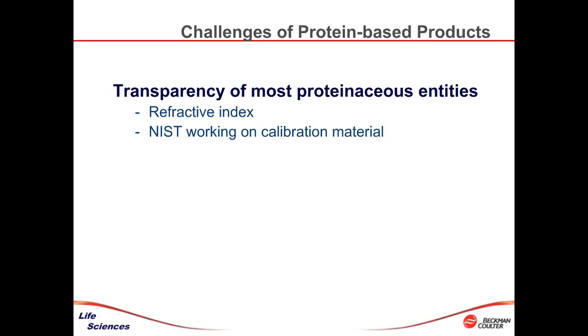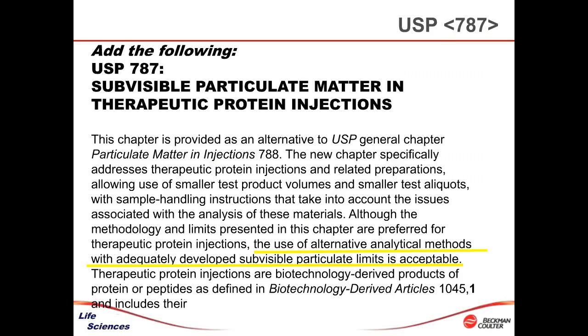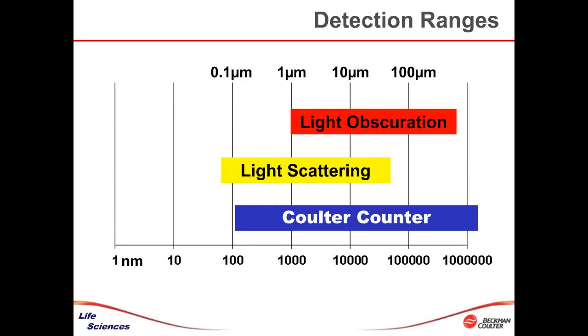We have our very accurate spheres, but those, again, don't quite look like proteins, and they have different refractive indices. So what could we do? We have, again, this need to distinguish those, and as an optical response, it's dependent on having a good contrast. So in 787, it speaks about alternative analytical methods and adequately developed subvisible particle limits. Well, what are the other methods? And again, 1787 discusses that, and in this chapter it points to alternate or orthogonal methods for investigating the quantity, the enumeration of particles in a solution.